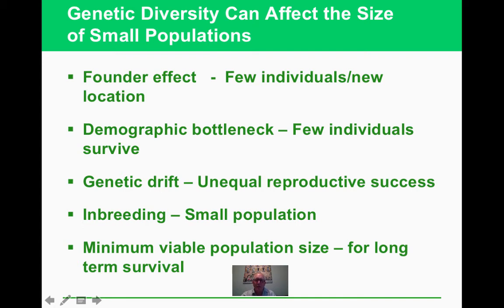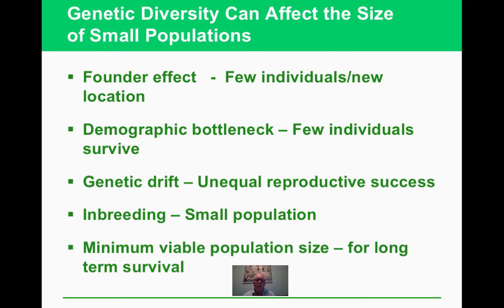Demographic bottleneck is a similar thing. Think of a bottleneck. The idea is that a bunch are trapped in the bottle and only a few of them can get out. Maybe it was a hurricane. Maybe there's a volcano. Something happened. Genetic drift is where one trait is going to turn out to be very helpful all of a sudden. We talked about the moths in chapter 4, where the darker color moths had an advantage all of a sudden, and now they had unequal reproductive success, and there was a big genetic drift there.